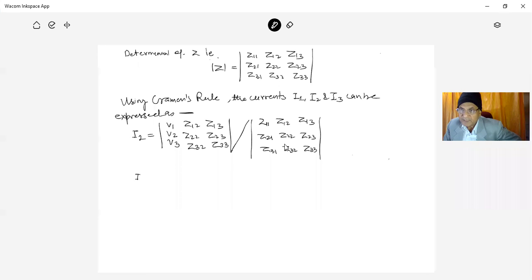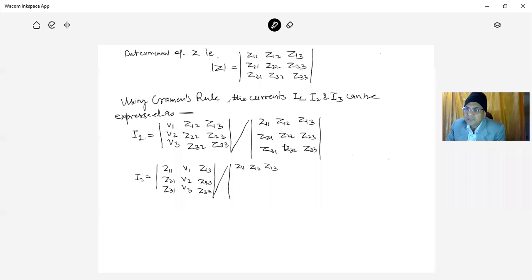Similarly, we can determine I2. I2 has columns Z11, Z21, Z31, and the second column is replaced by the voltages V1, V2, V3, and the third column remains the same, divided by the determinant Z11, Z12, Z13, Z21, Z22, Z23, Z31, Z32, Z33.